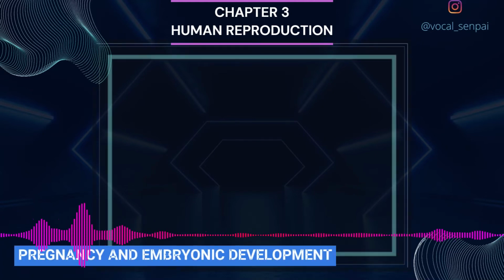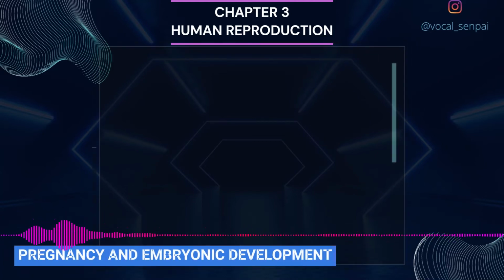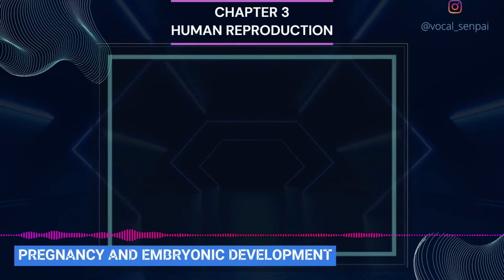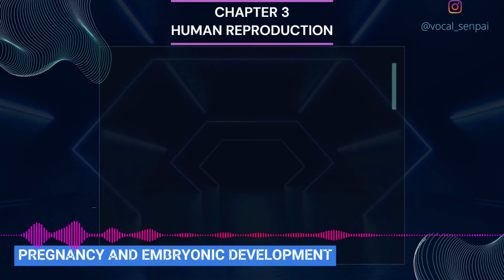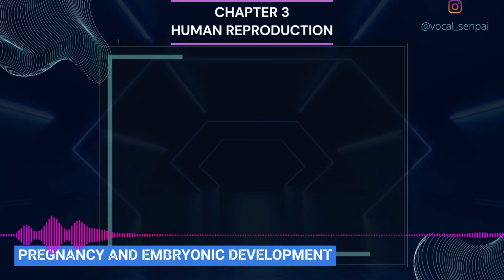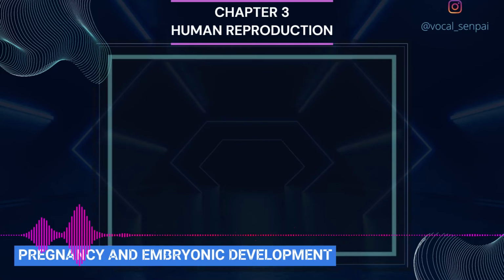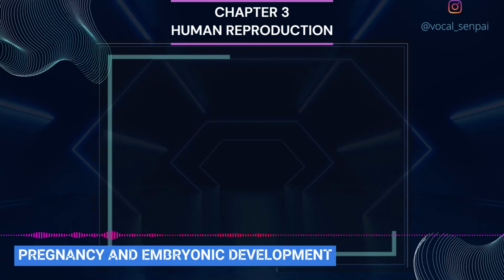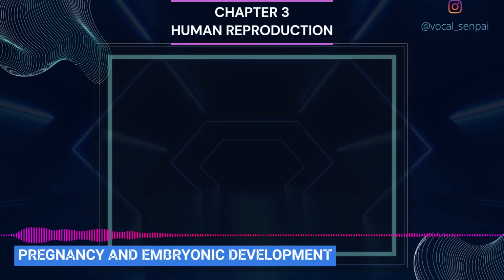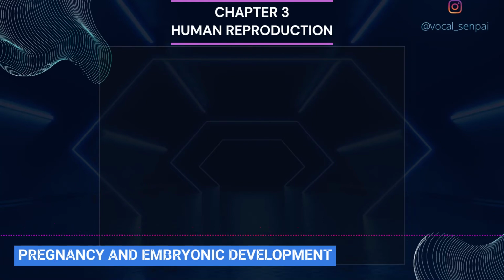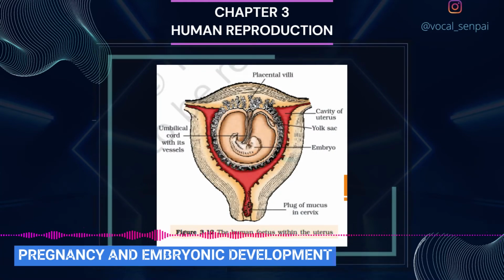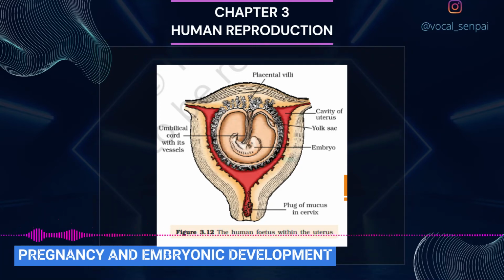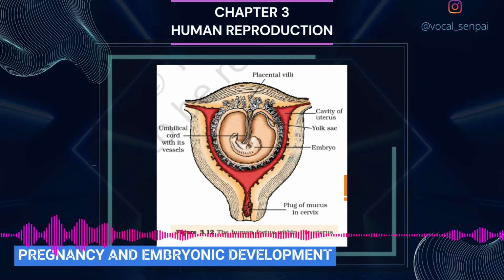Pregnancy and embryonic development. After implantation, finger-like projections appear on the trophoblast called chorionic villi, which are surrounded by the uterine tissue and maternal blood. The chorionic villi and uterine tissue become interdigitated with each other and jointly form a structural and functional unit between the developing embryo, fetus, and maternal body called placenta, figure 3.12. The placenta facilitates the supply of oxygen and nutrients to the embryo and also removal of carbon dioxide and excretory waste materials produced by the embryo.